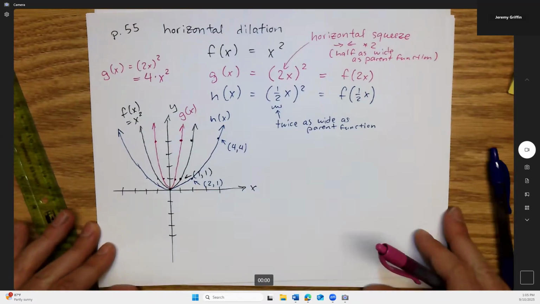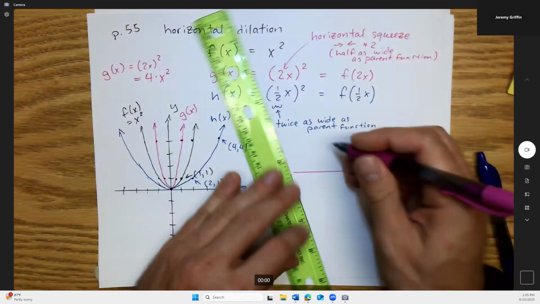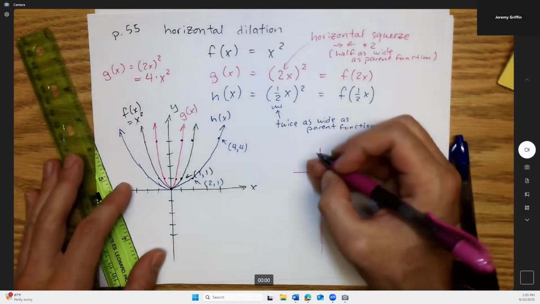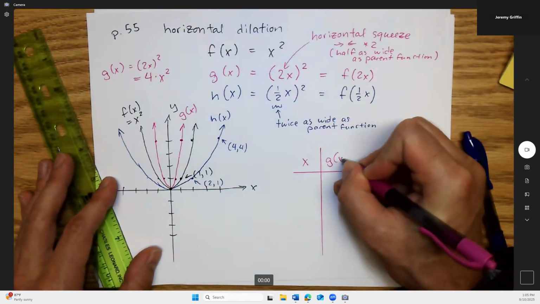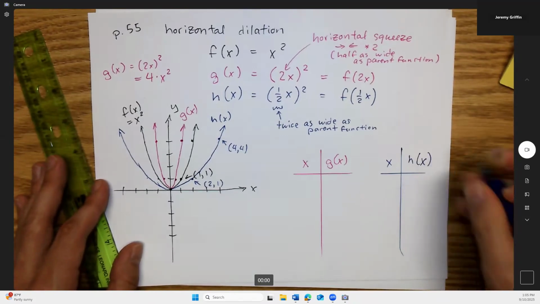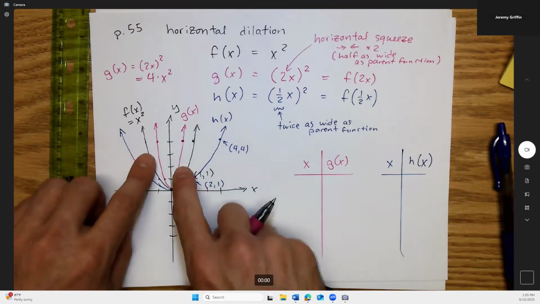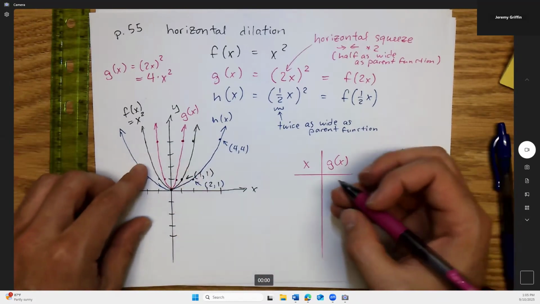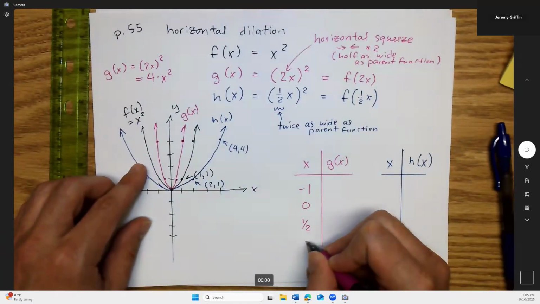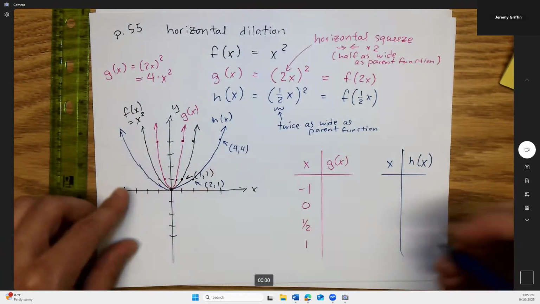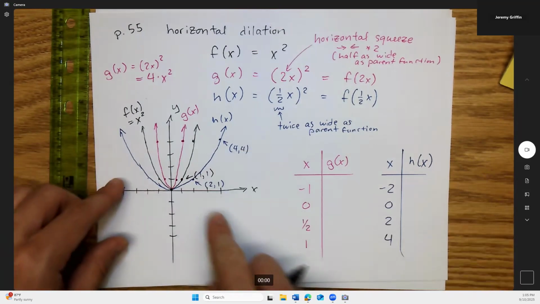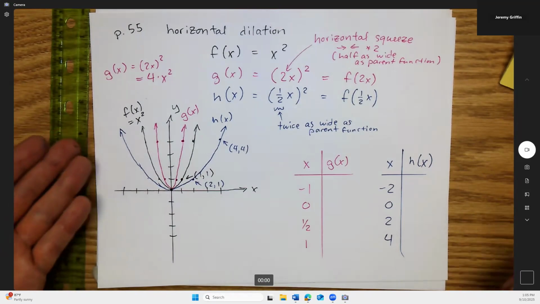So let's put this to the table test. All right, let's go x, and what is the resulting g of x? And then what is x, and what is the resulting h of x? We'll try all these. Now I do see this pink one's really skinny, so let's go about -1, 0. I'll throw a 1/2 in there, we'll see what happens, and I'll throw in 1. And then this blue one should be really wide, so maybe I'll go -2, 0, 2, 4.